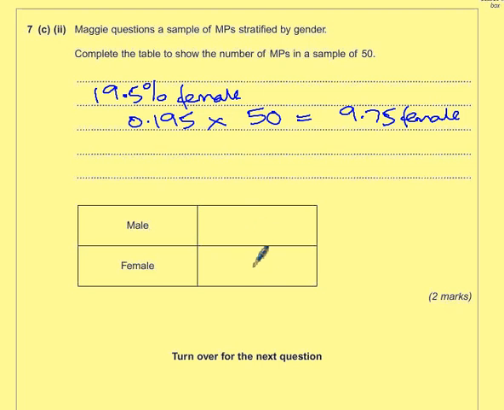So we'll have 10 females, as I can't have 0.75 of a female. So I'll have 10 females and 40 males. 50, subtract my 10 females, will leave me with 40 males. There are my 10 females. So that is now stratified by gender.